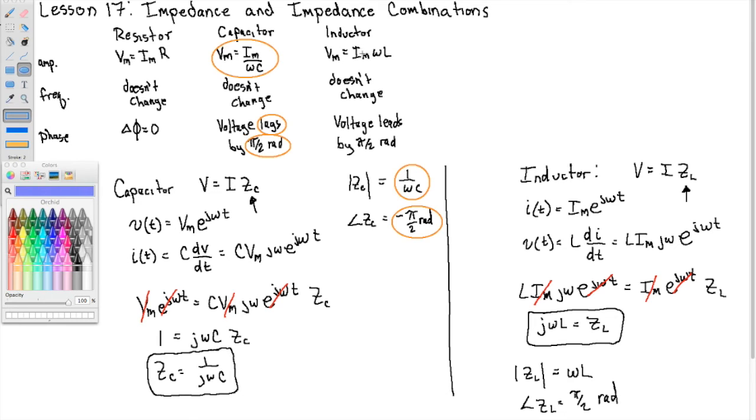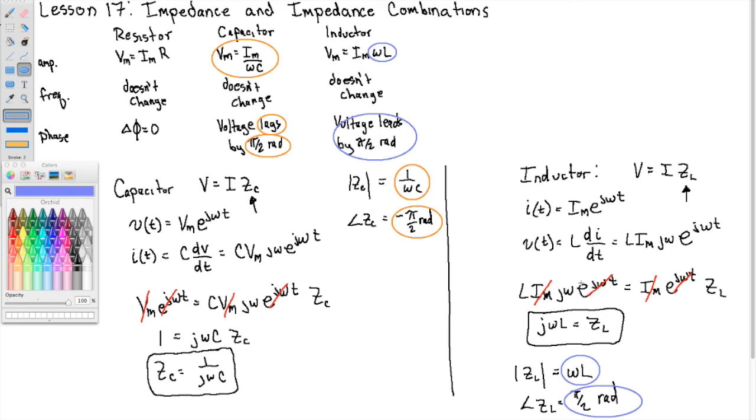Now for the inductor. What was the current scaled by to get the voltage? Omega L. What's the magnitude of this inductor's ZL? Omega L. For the phase, the voltage leads by pi over 2 radians. And what was the phase of ZL? Pi over 2 radians.